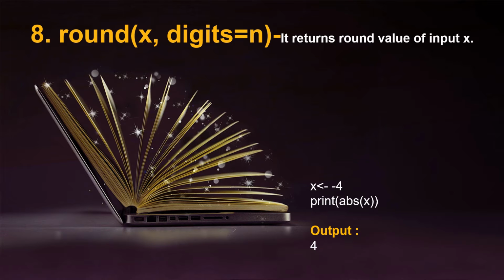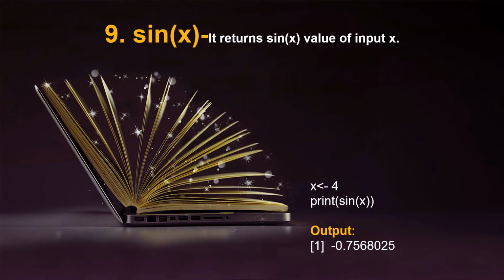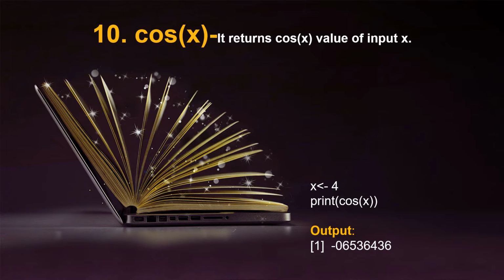The next function is the round function. It returns the rounded value of input x. I am passing -4, so the round is -4. The next function is the sin function. It returns the sin value of input x. I've used sin(4), so the output is -0.7568025.